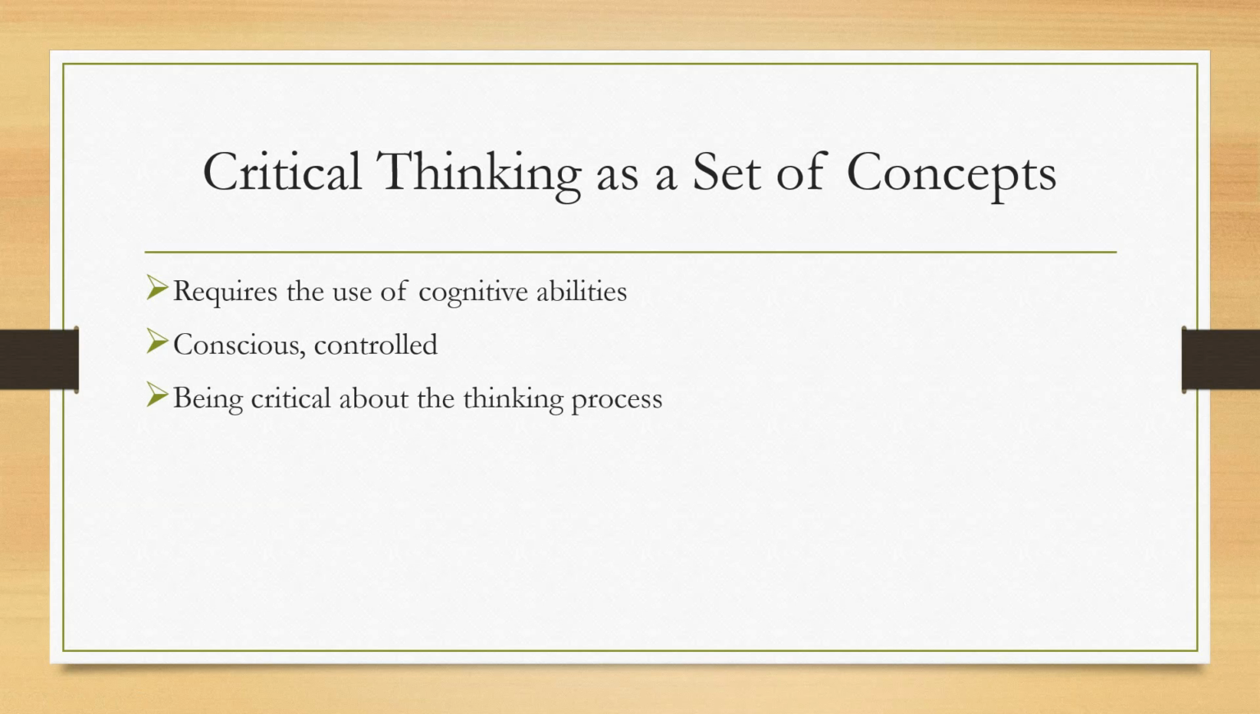Third, it involves being critical about the thinking process. So one thing is to think critically. Another thing is to be critical about how you're thinking. Two different things. So it could be the case that you in your own mind believe that you're being a good critical thinker, but in reality, to the eyes of someone else, that may not be the case. That's why it is important that as a critical thinker, you judge or criticize or give yourself feedback in terms of how you're thinking about things.